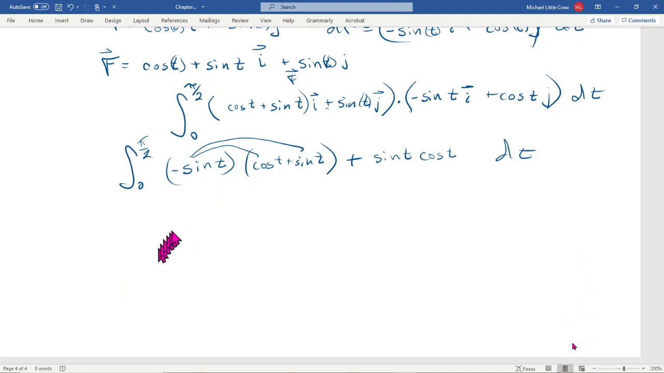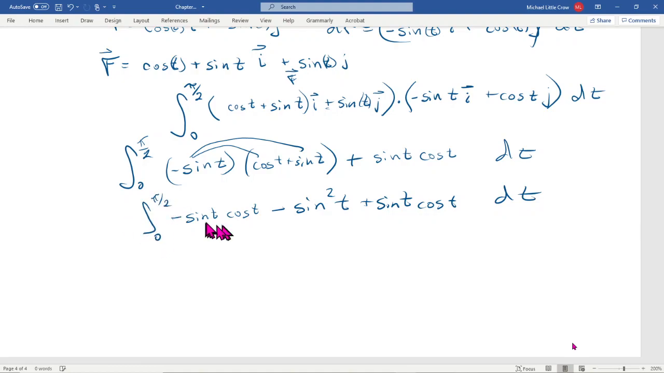So negative sine times cosine gives us a negative sine t cosine t, and then we get a negative sine squared t plus sine t cosine t dt. Now minus sine t cosine t and plus sine t cosine t, these subtract from each other and make 0. So now we've got an integral with minus sine squared. So we've got to integrate that.